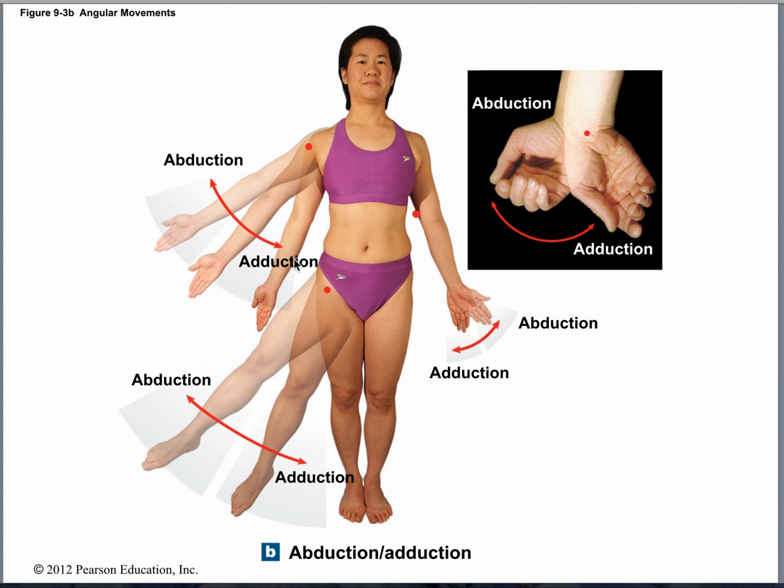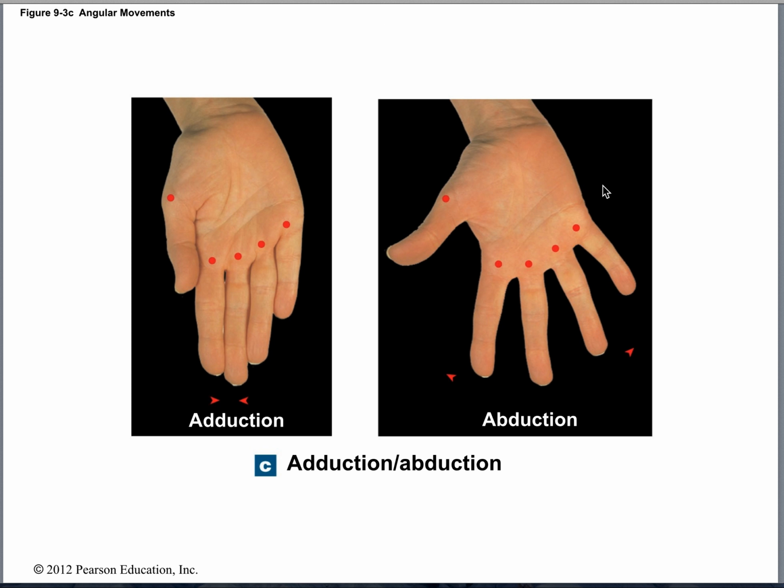If you want to hear it clearer, you just say AB away, AD toward. AB away, AD toward. Fingers, they're not showing, but you use the middle finger as a landmark where you abduct away and adduct toward. So, oh, here we go. They're using it. So, abduct, AB away, adduct, AD toward.